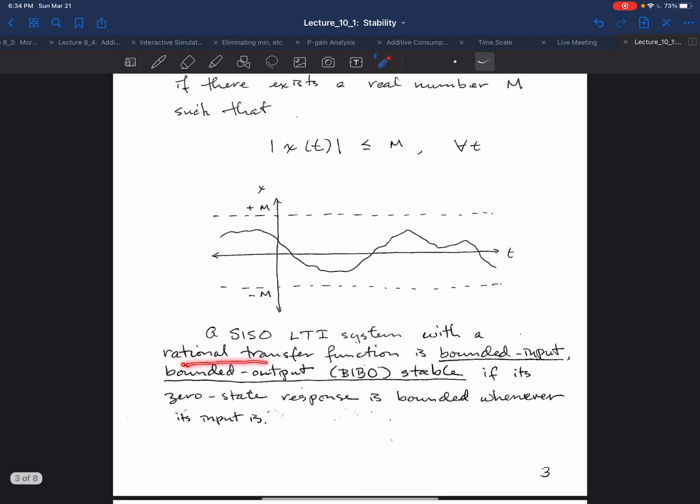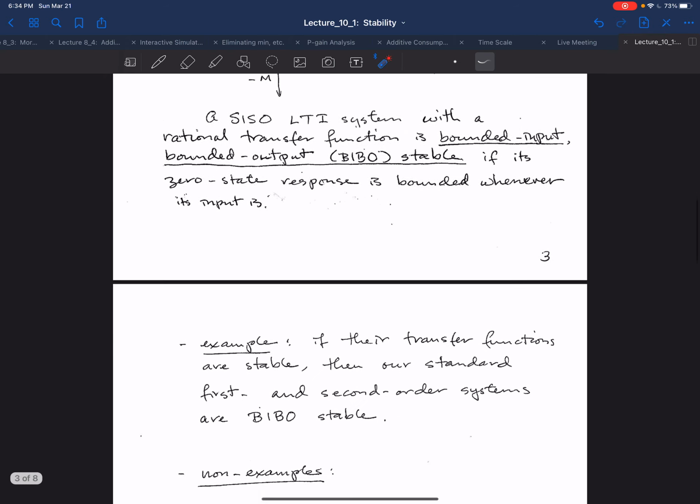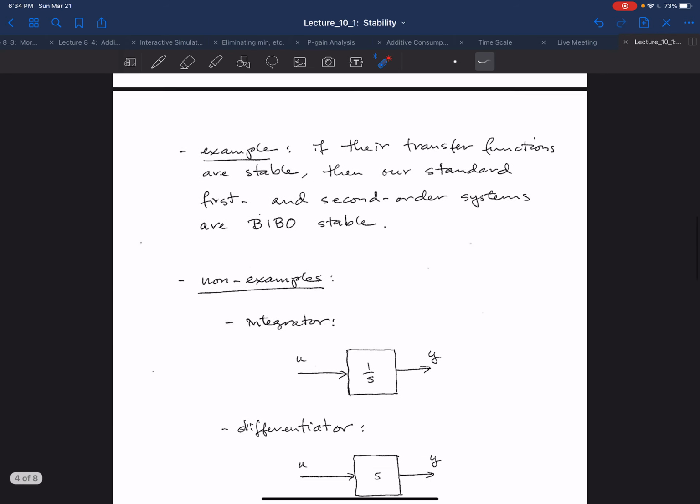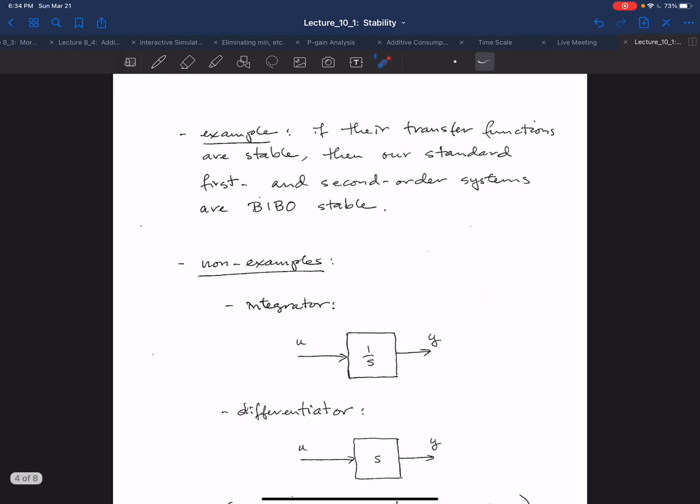I didn't have to throw in the rational transfer function there, but you'll see that we use our definition of stability of transfer functions in characterizing BIBO stability. So if we look specifically at the examples of the standard first and second order systems, those systems are BIBO stable whenever the transfer functions are stable. And in fact, we assumed that all of the parameters in our examples were positive, so those examples did always have stable transfer functions. You know, the poles lay to the left of the imaginary axis.